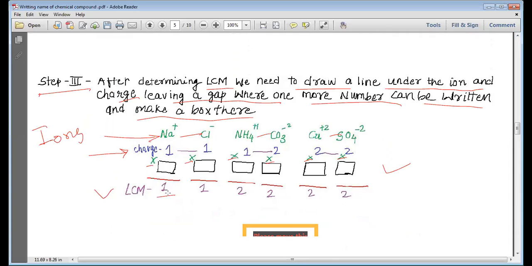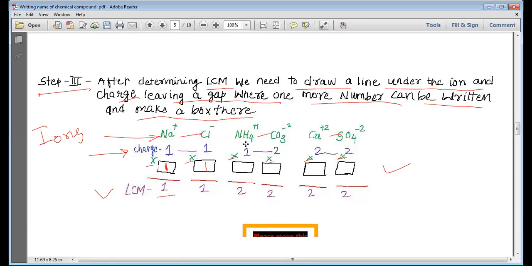Dear students, I am asking you: 1 is multiplied with what number so that we can get answer 1? Dear students, can you hear? 1. So we should write 1 here. 1 should be multiplied with what number so that we can get answer 1?